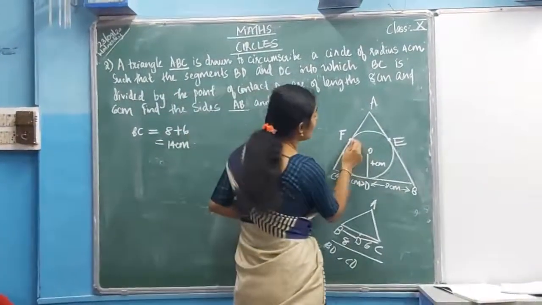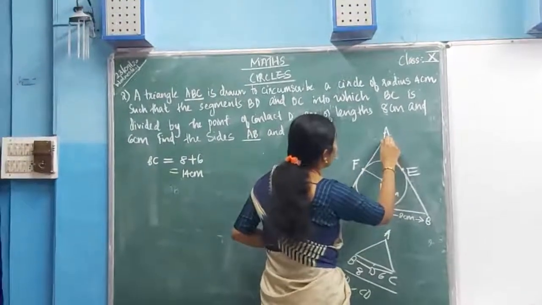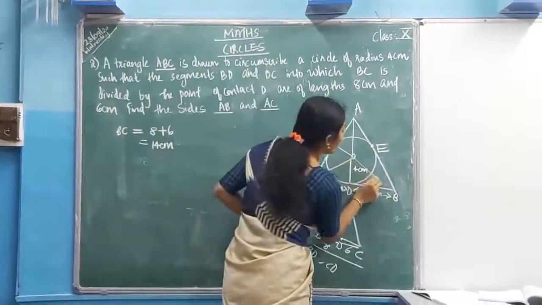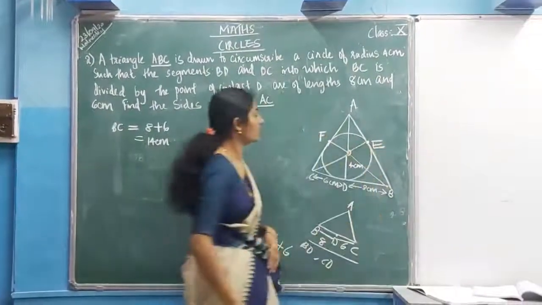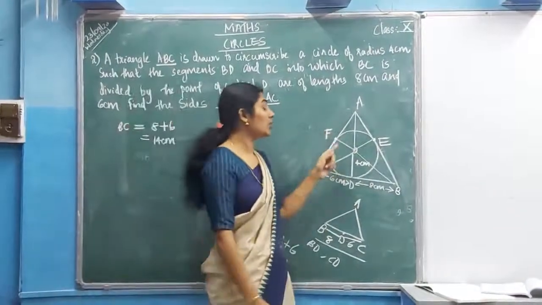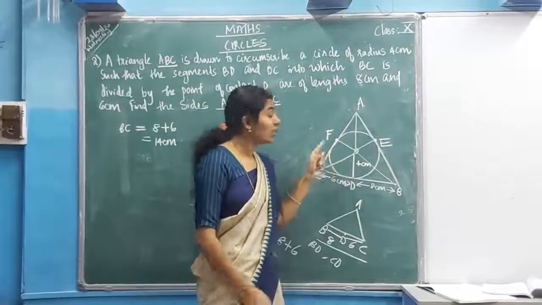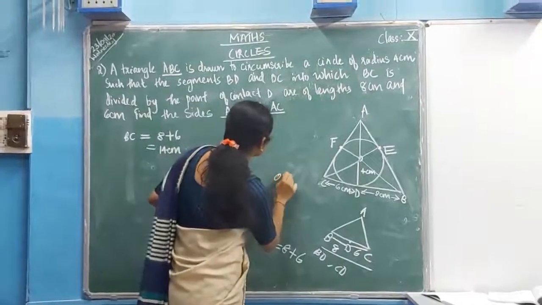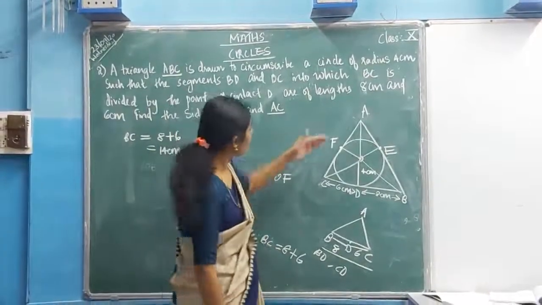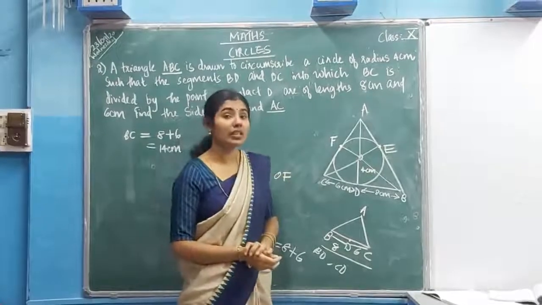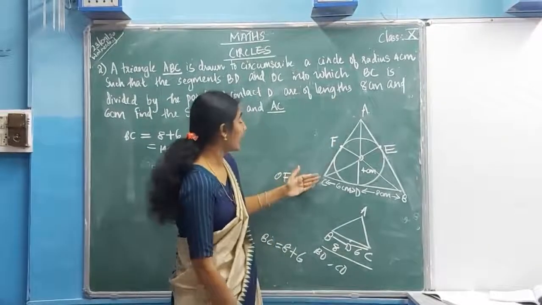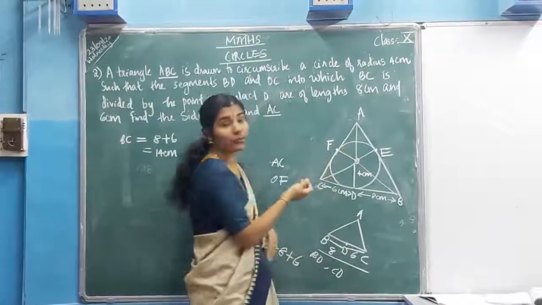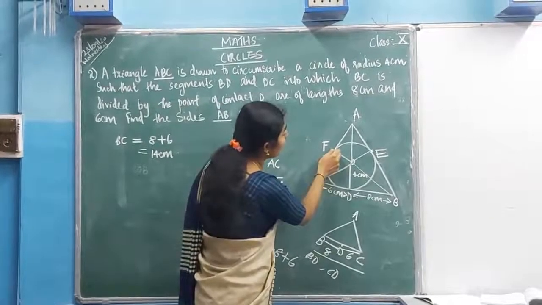Now we can join OF, OA, OC, OB, OE. So each point we can join with the center. Now we see OF is the radius of the circle, isn't it? OF is the radius of the circle and AC is a tangent of the circle. What is the point of contact of the tangent? That is F. So through the point of contact we are drawing one radius.